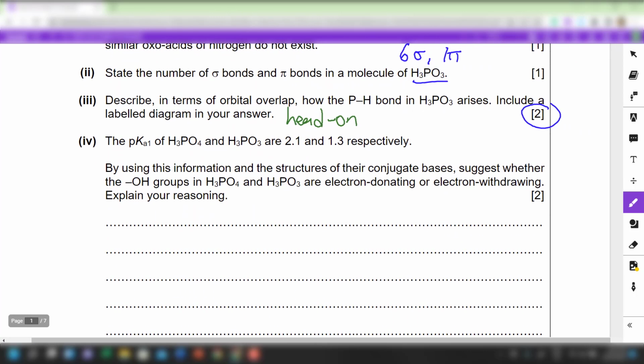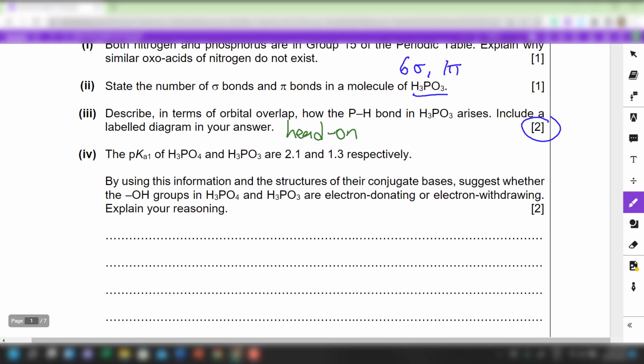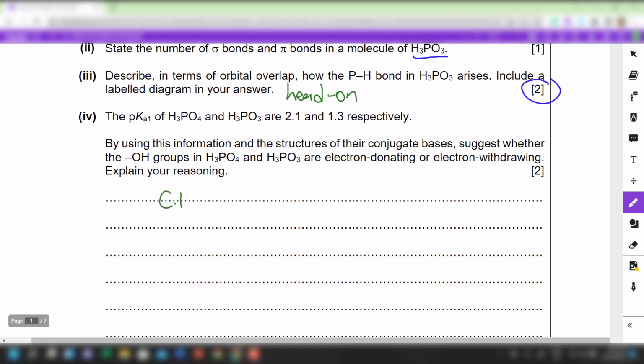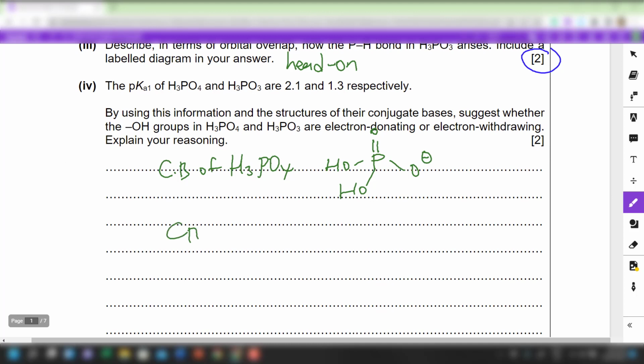Okay, part 4. For part 4, you were told that the first acid dissociation constant of H3PO4 is 2.1. Maybe it will help if we draw in the conjugate base of H3PO4. It will look like this. There's a phosphorus here, double bond O, and then HO, and then O minus. And then we're going to draw the conjugate base of H3PO3. It will look something like this. OH, phosphorus, and then an H here. Again, O minus, and a double bond O.